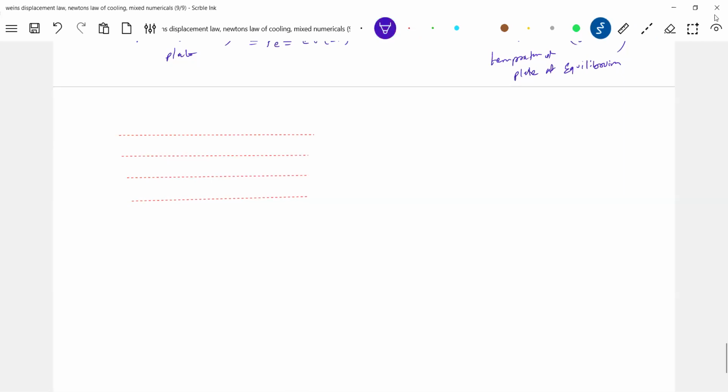So there's a plate. The intensity of the beam, let it be I naught. There's a parallel beam of radiation. There's a plate with temperature T and area of cross section A. In this case, what is the power incident? It's directly the intensity of the beam into area.